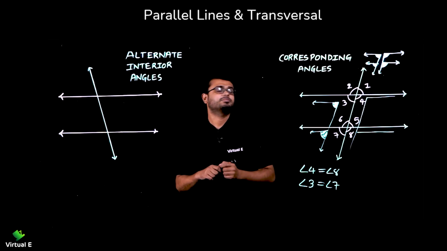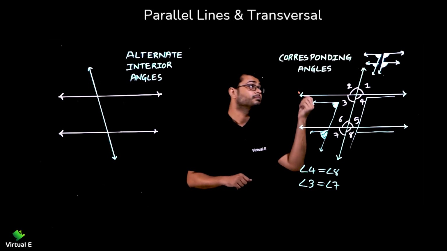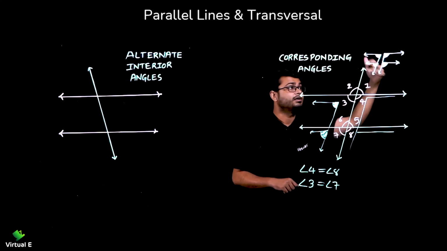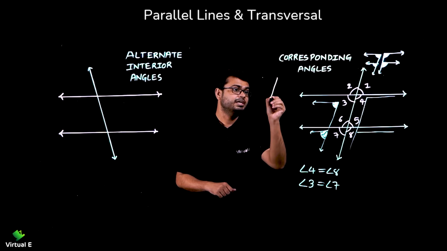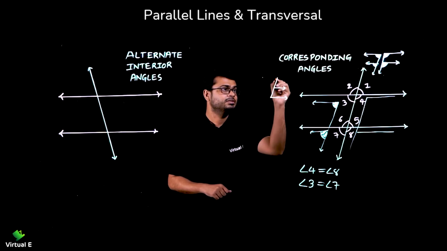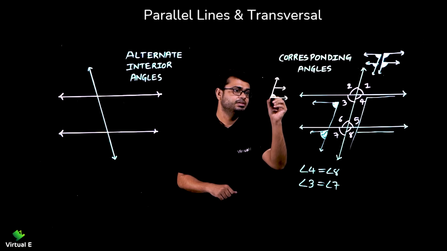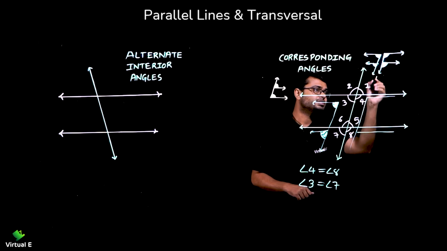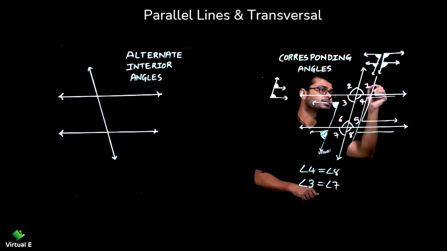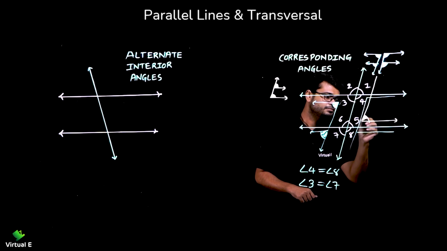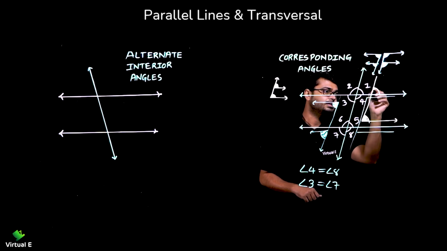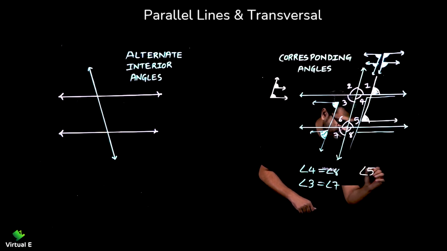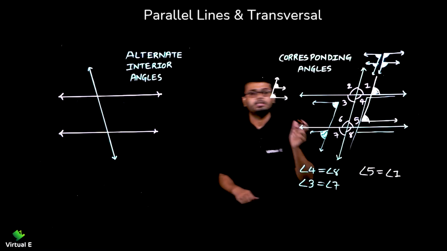Now let's turn it upside down. What I mean by upside down is, let's say this one, right? So this will look something like this, right? Still it is F. Now remember, these are the two angles, right? So this is the F here. See, this is the F. So this angle and this angle. What is the name? Angle 5 and angle 1. So angle 5 is equal to angle 1.